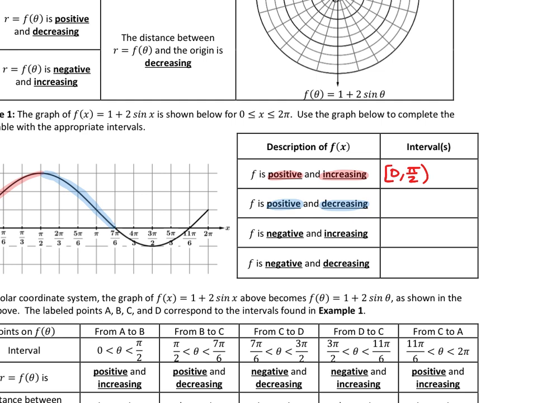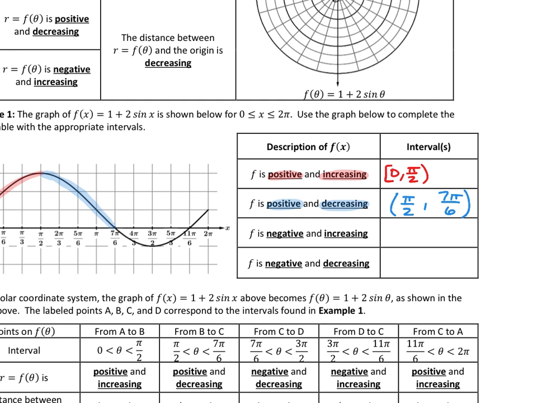So the function itself is positive, the outputs are positive, but the function is decreasing. It's getting closer to 0. This interval is between pi over 2 and 7 pi over 6. I'm reading those just straight off the graph, right? I started coloring blue at the x value of pi over 2 and finished at 7 pi over 6.